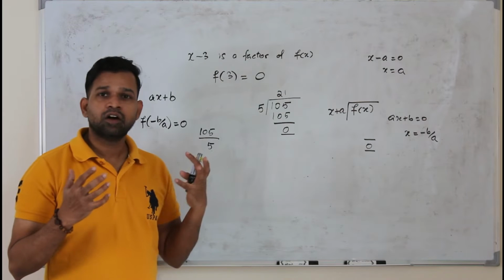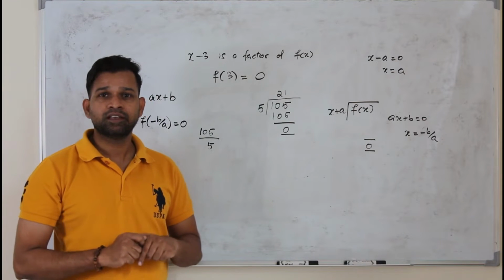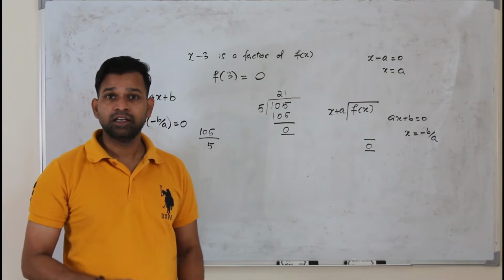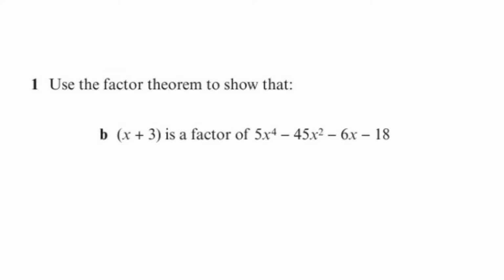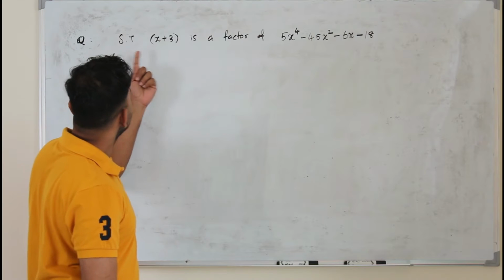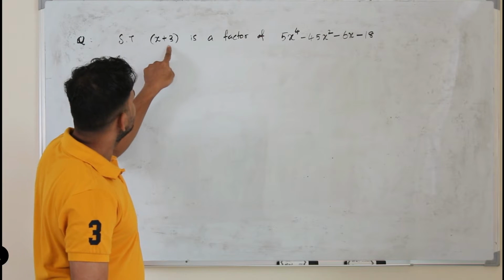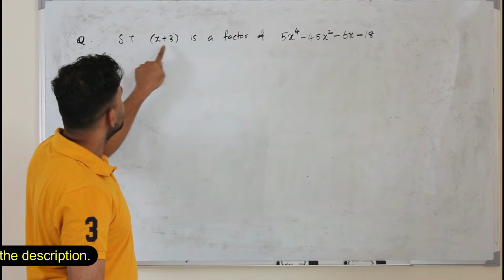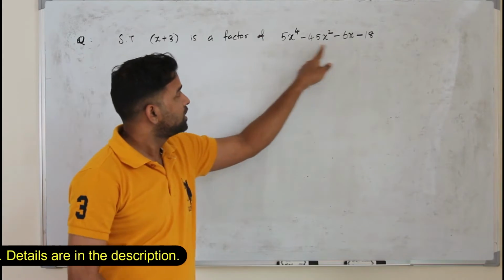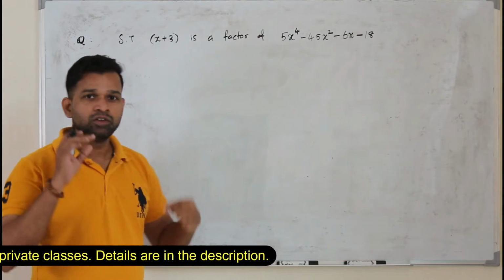Now we are going to solve some problems from the textbook exercise based on the factor theorem. This question is taken from your textbook exercise 1C. Question number 1. Use the factor theorem to show that x plus 3 is a factor of 5x to the power 4 minus 45x squared minus 6x minus 18. Okay, here in this question, they want you to show that x plus 3 is a factor of this.